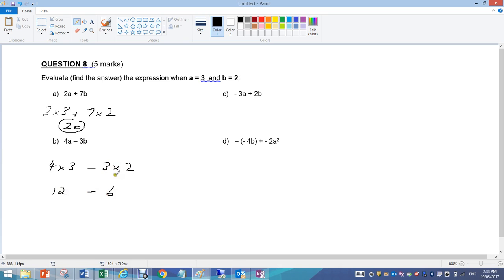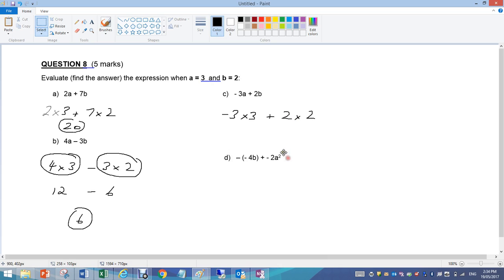Okay, 4 times A was 3, take away 3 times B, B was 2, so 3 times 2. 4 times 3 is 12, take away 3 times 2 is 6. Remember, you have to do these multiplies together because they're more important than the subtraction, so they've got to be done first. And then 12 take away 6 is 6.